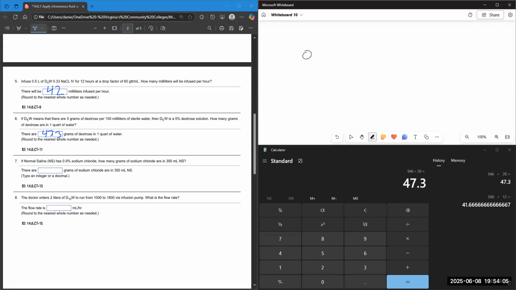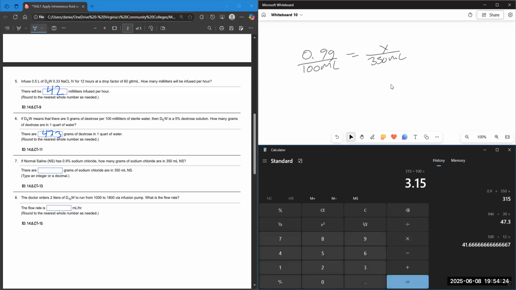And normal saline, 0.9%, so 0.9 grams in 100 milliliters of solution. And how many are in 350 milliliters? 0.9 times 350 divided by 100 is 3.15 grams. I forgot this one told me to round to the nearest whole number, so that's 47 grams there.